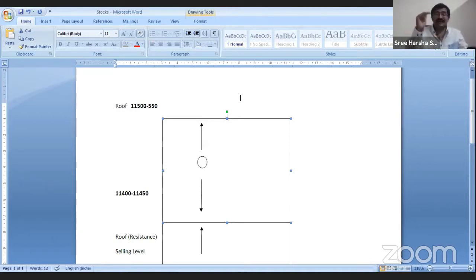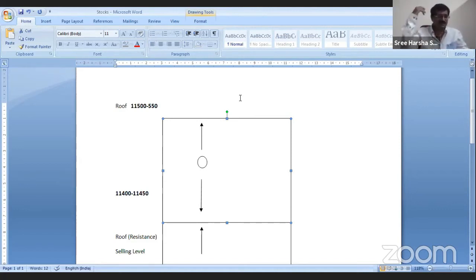Okay. So what exactly does this mean? This means whenever a resistance gets broken, the resistance will become a support. And whenever a support gets broken, support will become resistance. So just type in, guys, so that this concept is clear in your mind. Whenever the resistance gets broken, resistance becomes support. Whenever support gets broken, support becomes resistance.